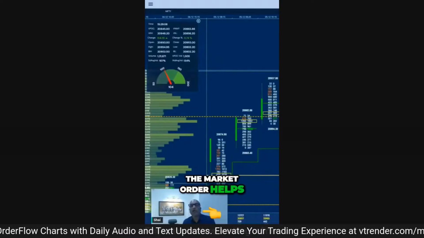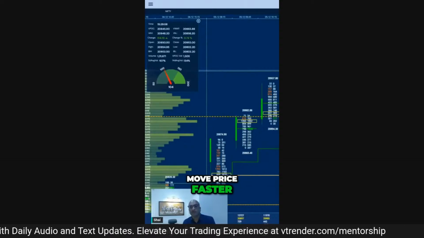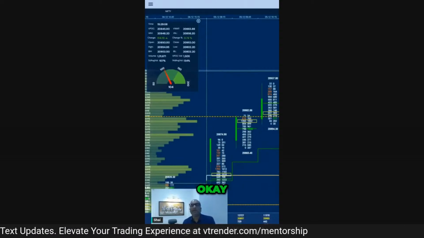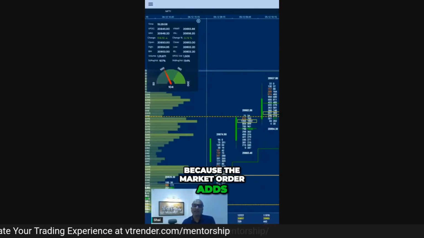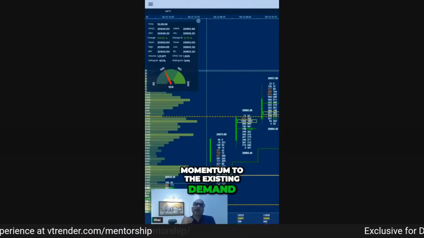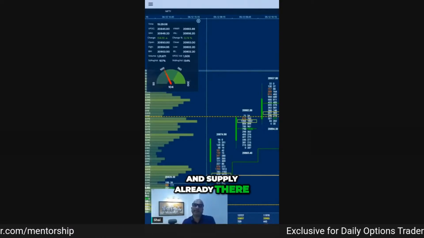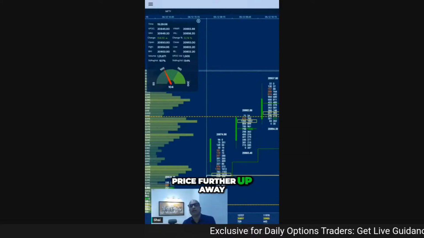The market order helps move price faster. Now, why do I say that? Because the market order adds momentum to the existing demand and supply already there. And it helps move price further up away.